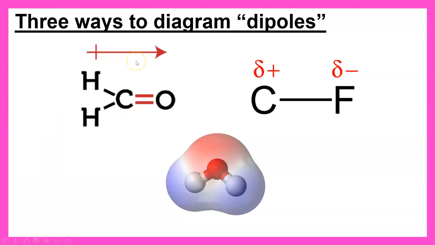I like the arrow showing the overall direction. Remember, the dipole is the sum of all the little differences. What direction are those electrons going to be pointing in or being pulled in? I also like the little partial positive and partial negative symbols.